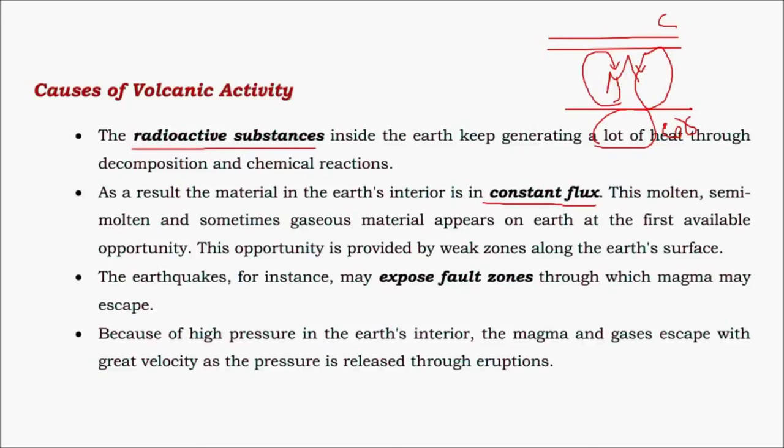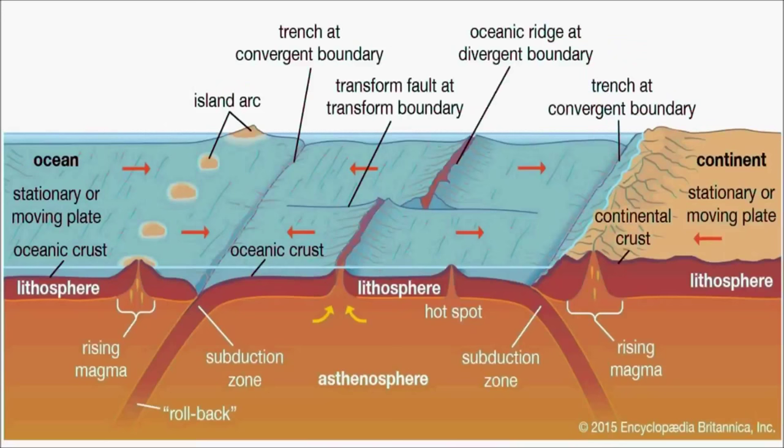And the other kind of volcanic eruptions can happen through fault zones, which are mainly exposed during earthquakes. We can see in this figure different fault zones as well as different volcanic hotspots.